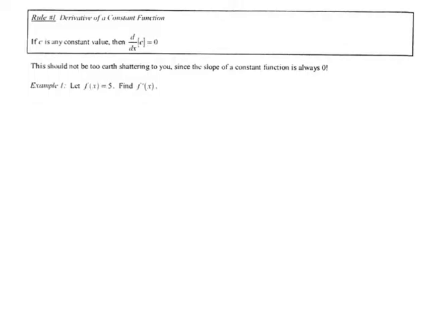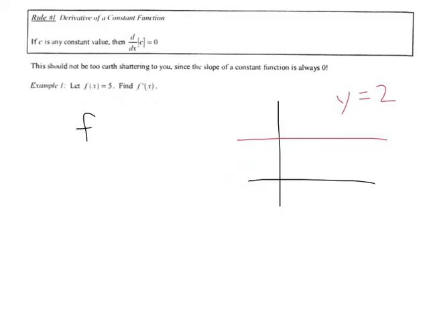So for this one, just think of a quick graph of what a constant would look like. So let's say we're graphing something like that. That might be y equals 2 perhaps. And what would the slope of any tangent line be? The slope of any tangent line for this would be 0. So anytime you're graphing a constant, something like y equals 2 or y equals 10, the derivative is always going to be 0. So for example 1, if the function is y equals 5, then f prime would have to equal 0. Rule number 1, done.